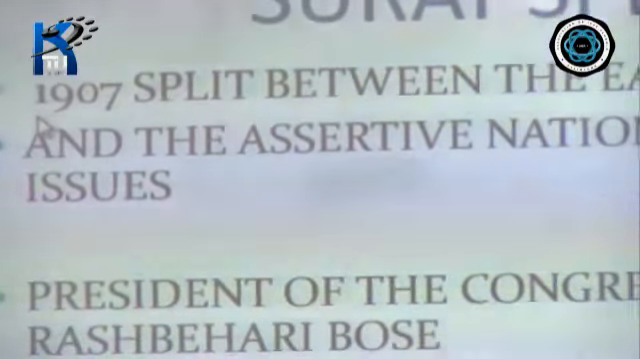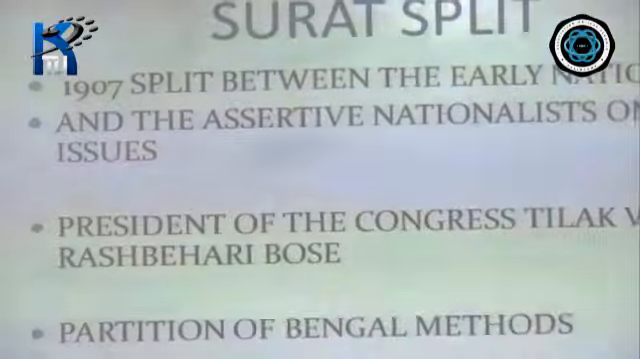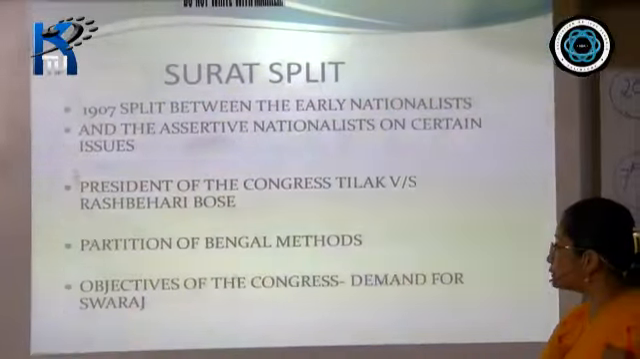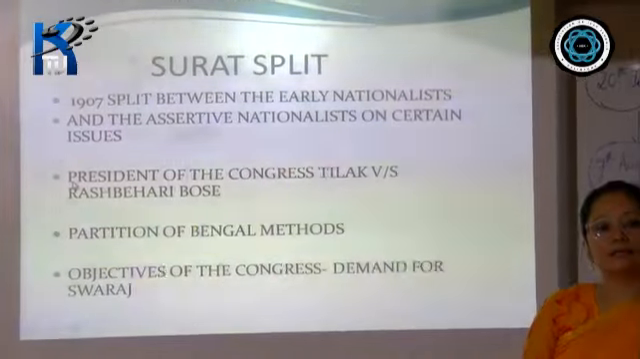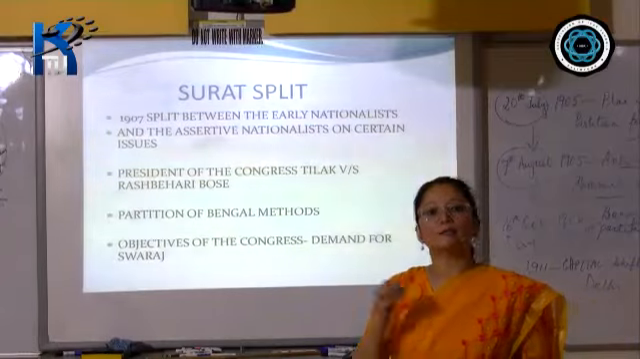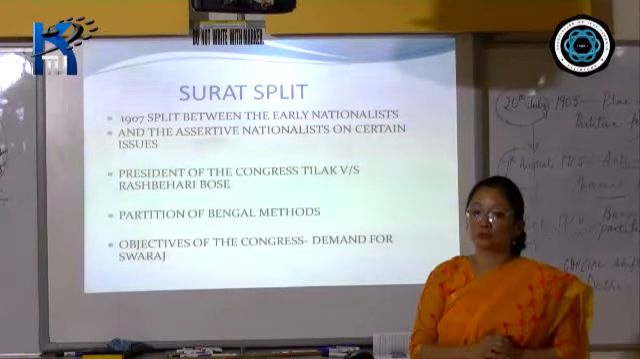So what happened was, in 1907, the following year, because of ideological differences, a split took place within the Congress. The Congress also broke up. And the reasons behind the split were, first, regarding the presidential candidate. Every year after elections, the president of the Congress was chosen.